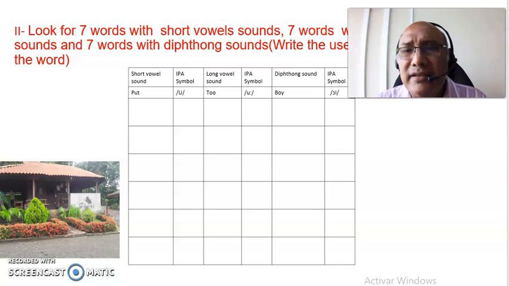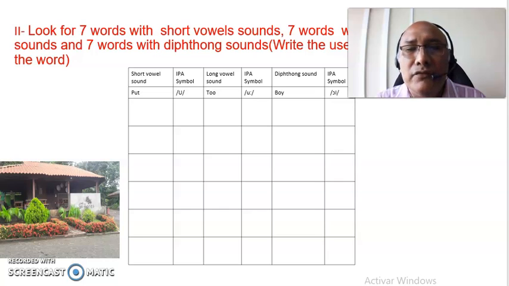Okay, a second exercise in the self-study guide is to look for 7 words with short vowel sounds, 7 words with long vowel sounds, and 7 words with diphthong sounds. You have to write the symbol that they use next to the word. There is a chart right there where you're going to do it, and we have some examples right there.